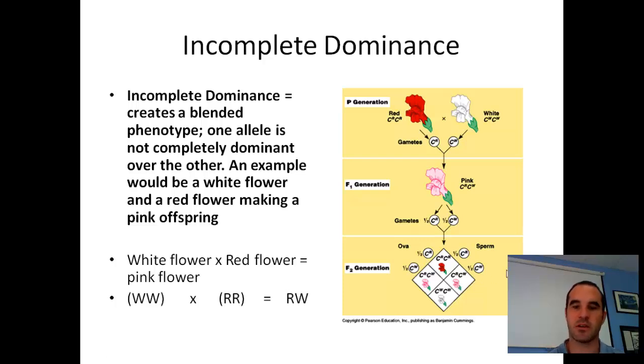So take a second, look at this picture, look at the crosses. You might even want to try to do a Punnett square of your own just to get the practice, get the idea of it. We in class are going to be doing crosses with this, so you want to be familiar with how to do an incomplete dominance cross.